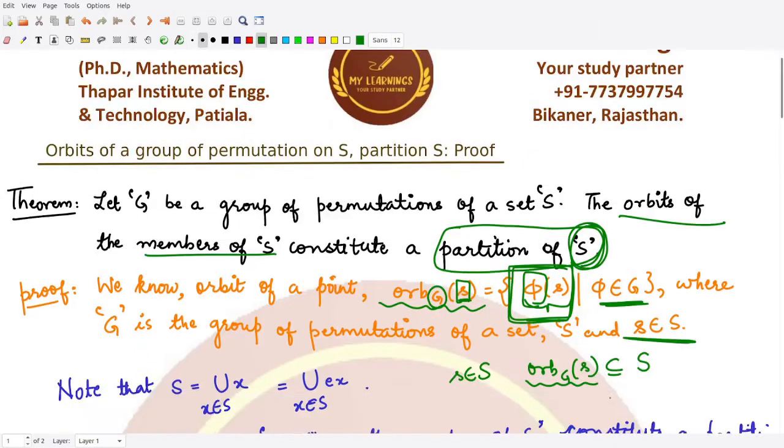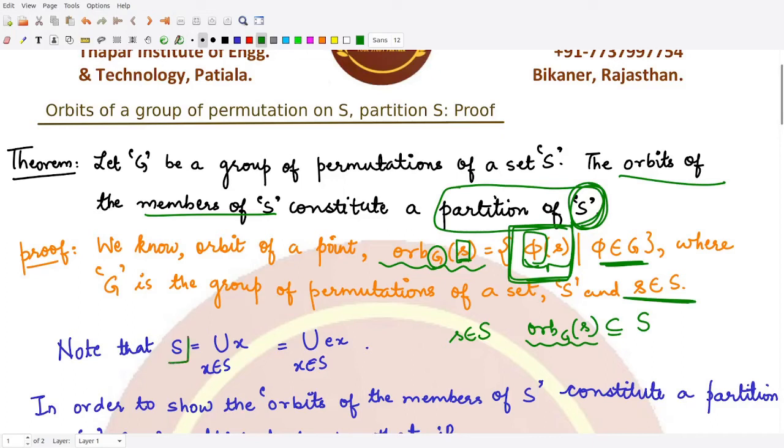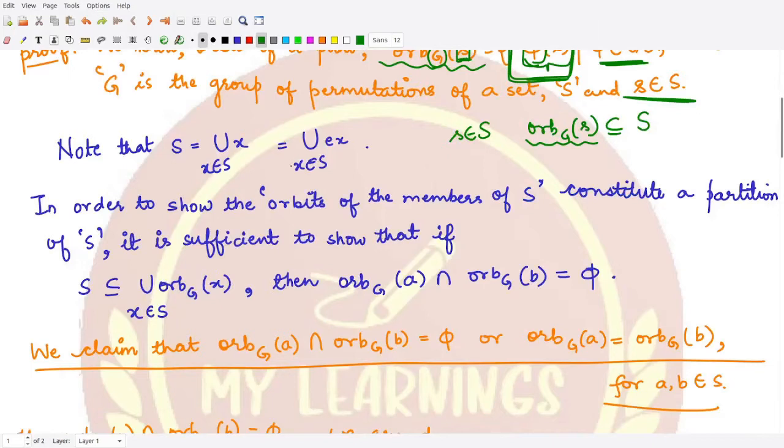So we can write the set S as the union of all such x such that x is a member of S. It is simply writing 1 union 2, union 3, union 4, union 5, union 6, union 7, union 8 in the previous example. This is writing the same thing, and now we can write each element x as the orbit of x. So we have written S as equal to the union of the orbits of x, where x is taken from the set S.